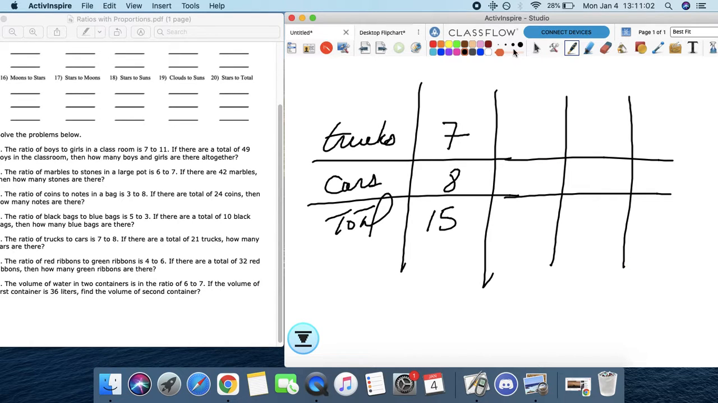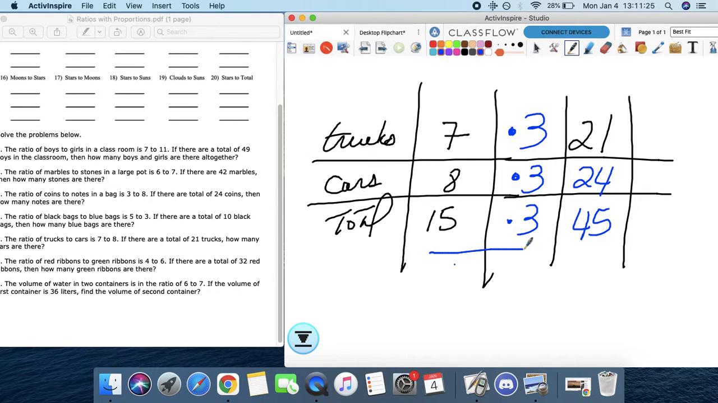Okay. So let's increase the number of trucks to 21. How did the 7 trucks become 21? We tripled the number of trucks. So if we triple the number of trucks, we've got to triple the number of cars. And that's going to give us 24. I multiply this by 3, and our total is also going to be tripled. So it's going to be 45.